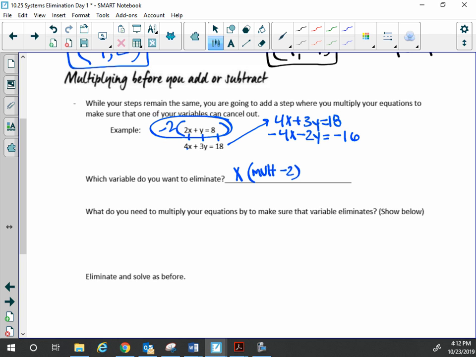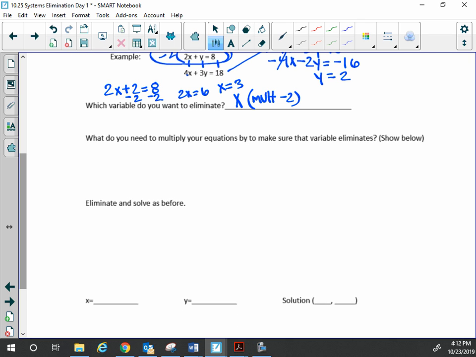Okay, so you've got everything lined up, and you should at this point recognize that x is going to eliminate. So I eliminate x, which leaves me with y equals 2. So it was pretty fast, right? So if y equals 2, I'll plug that back in. 2x plus 2 equals 8. So 2x equals 6. X is 3. So your solution, I guess I should have been using all this space, right? X is 3. Y is 2.